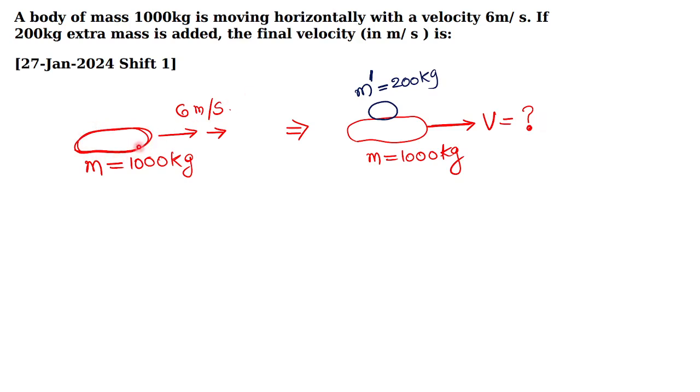There is a body having mass 1000 kg moving with a speed 6 meter per second along a straight road. While the body is moving, a body having mass 200 kg is gently placed on the moving body. What will be the final velocity? No force acted on it, just a body is placed gently, that's all.